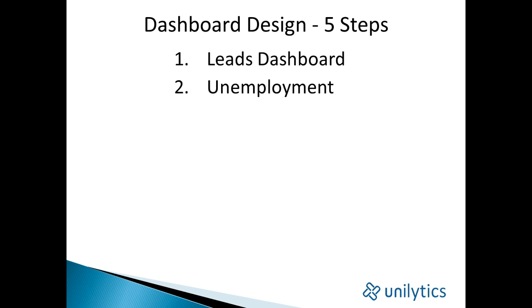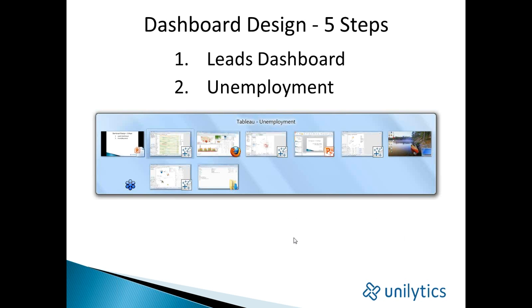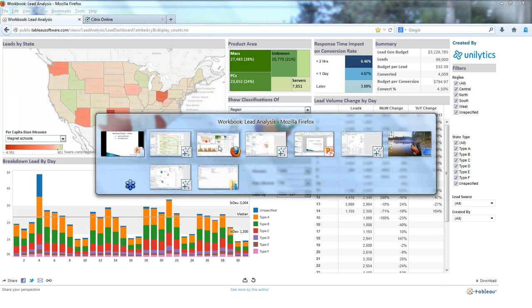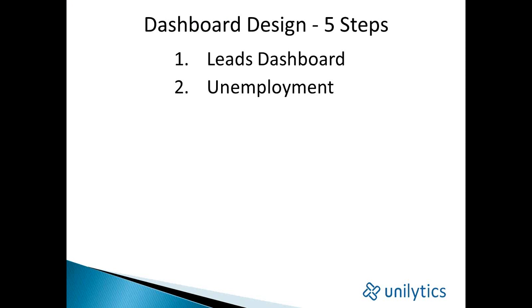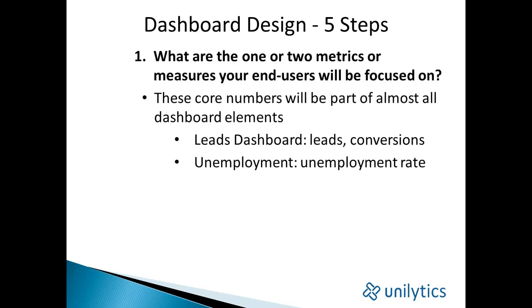So if we use the two examples that we looked at, one was the leads dashboard, this one right here, and then the other one on unemployment, pardon me, if we use those two as the choices here, let's go through this process. So the first step is: what are the one or two metrics or measures that your end users need to be focused on?